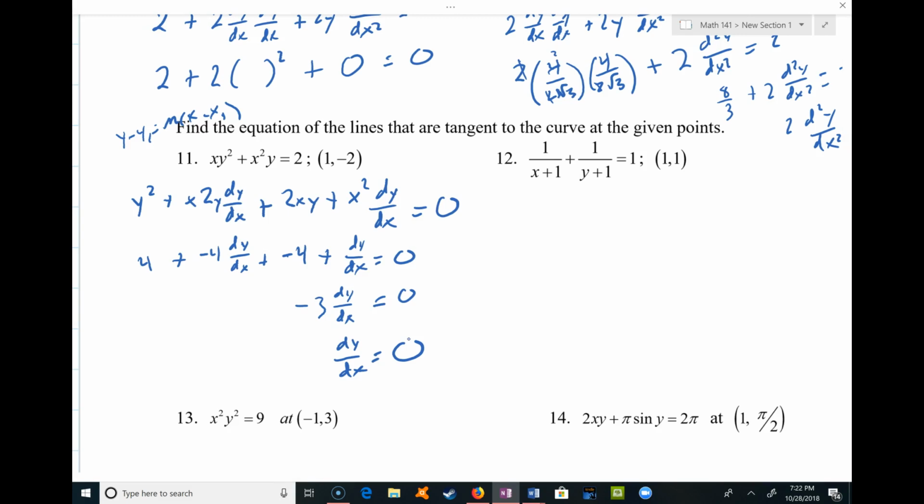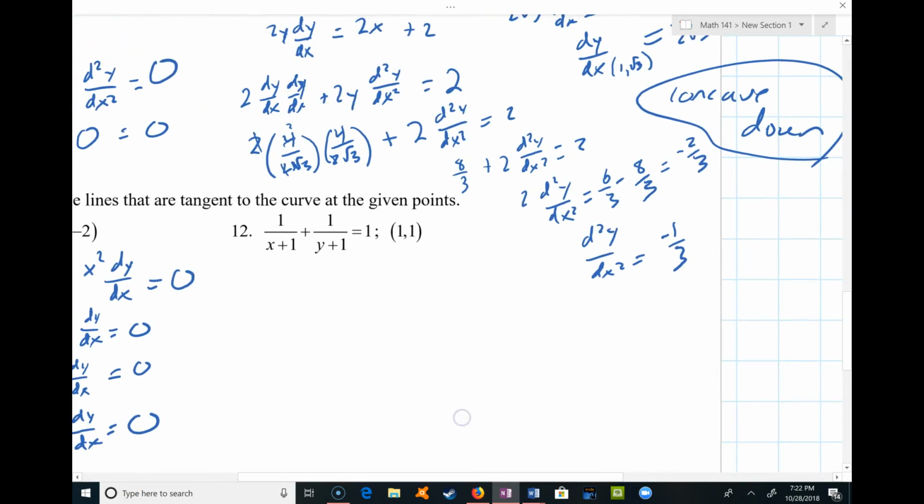Well, that would just be y minus a negative 2, which would be y plus 2 equals 0, aka y equals negative 2. Horizontal line at that point.